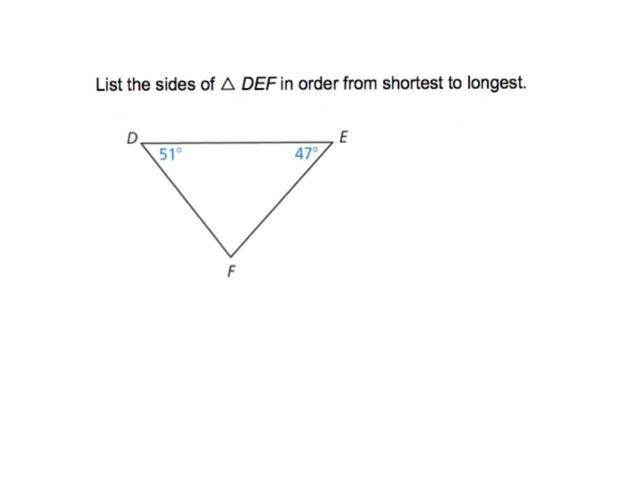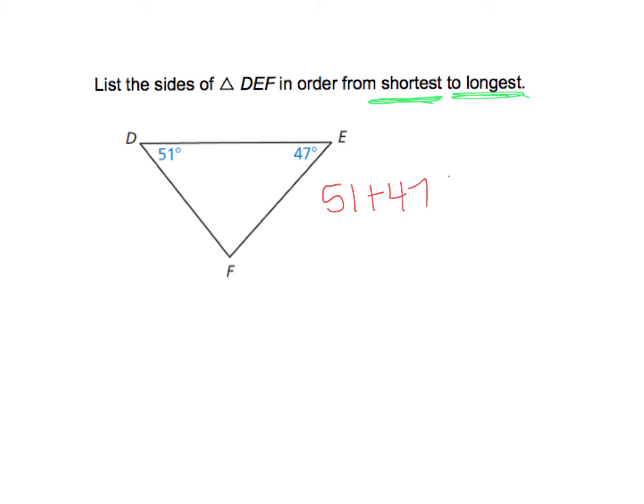So we are going to list the sides of the triangle in order from shortest to longest. The first thing we need to do is figure out what the measure of that angle F actually is, because in order to order them least to greatest, we have to know the measure of all three angles. Recalling from before, all three angles should add up to 180. So 51 plus 47 plus angle F should equal 180. If we add 51 plus 47 together and subtract it from 180, we get that angle F is 81 degrees.